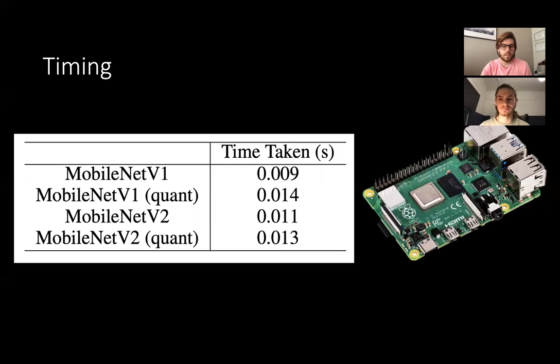Regarding timing, which was our second satisficing metric, we got all the models, both the quantized and the non-quantized ones, to run in less than 0.015 seconds on the Raspberry Pi Model 4B that we have. So we managed to achieve all the metrics that we defined for this project.